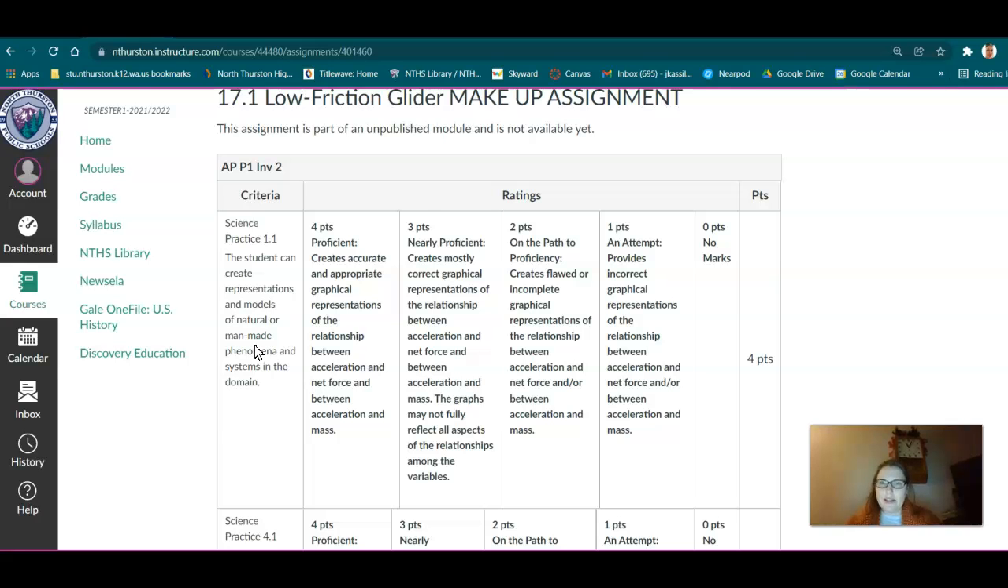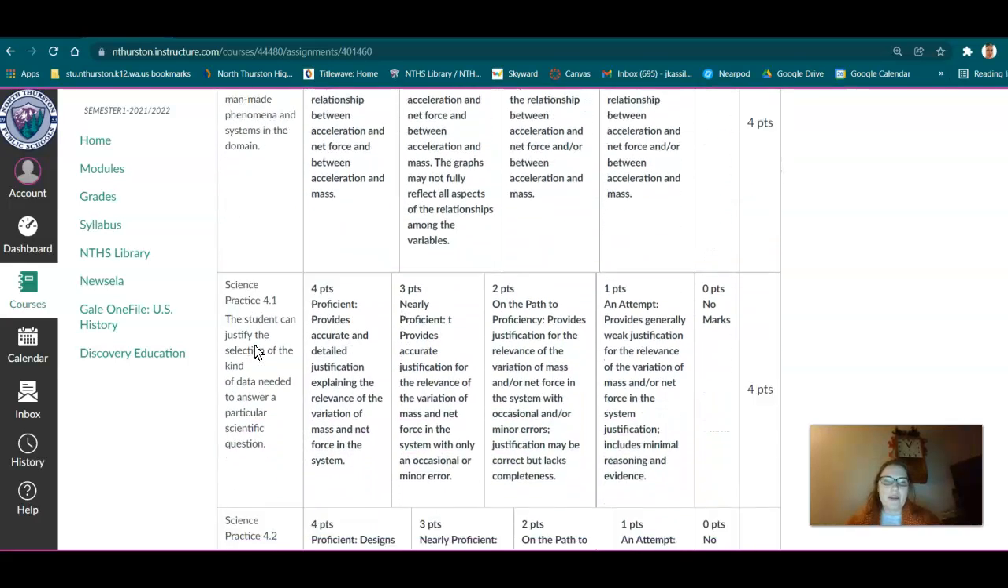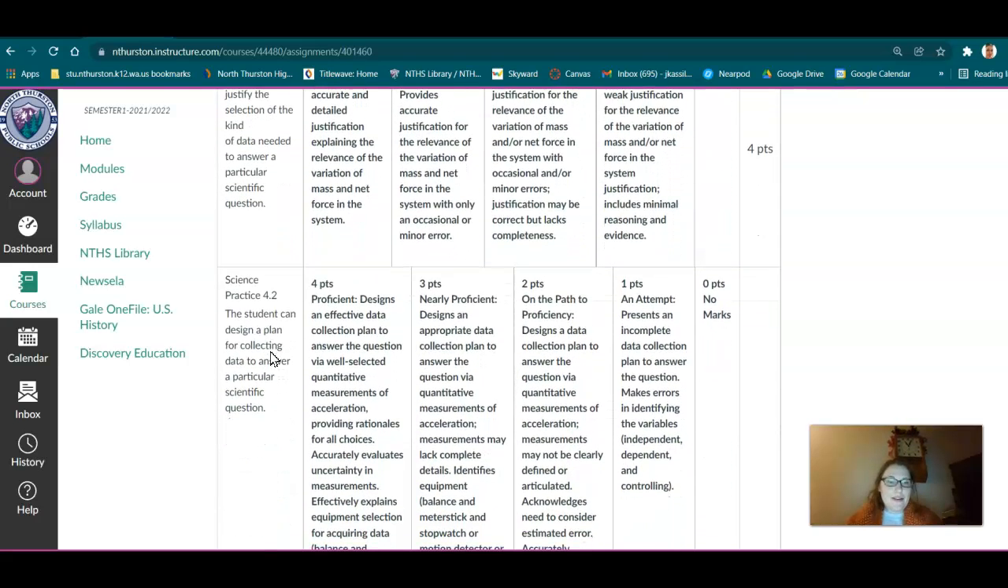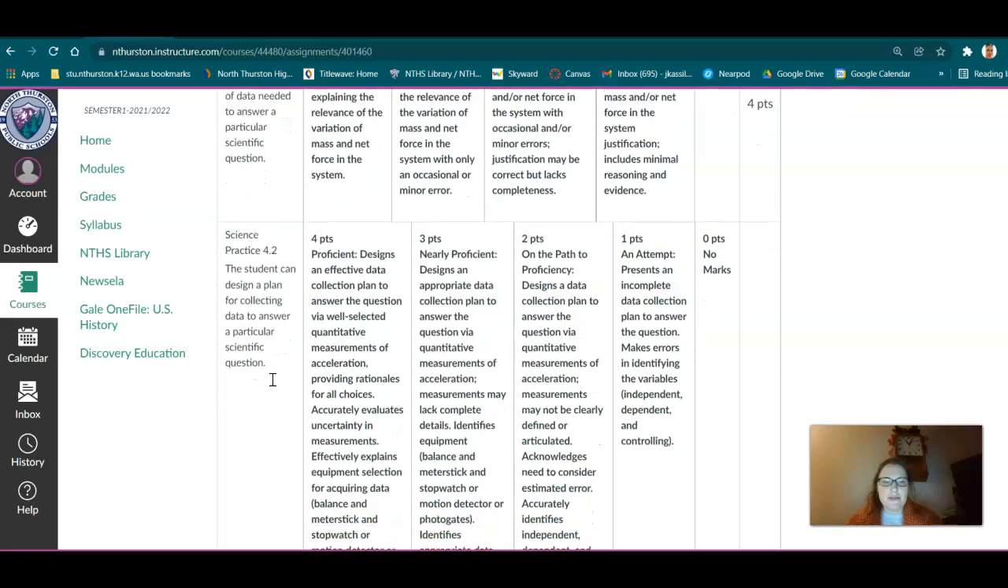Can you use it correctly to get data that's meaningful? Student can justify the selection of the kind of data needed. For this, I've provided you with a data table. So it gives you a procedure and some prompts to help you get started. So you should be able to follow those directions and complete this. The student can design a plan for collecting data. Okay, so I've done that for you in this simulated version, and you all did it before break, and I got to see that you had plans that were going to make sense.